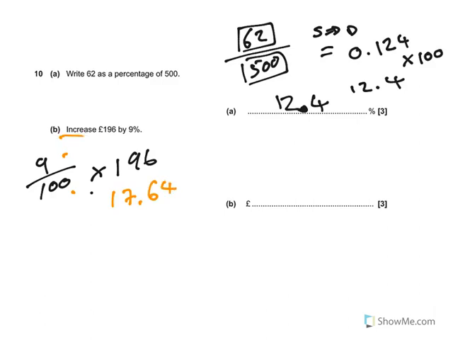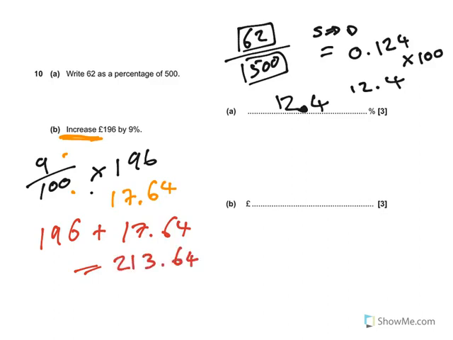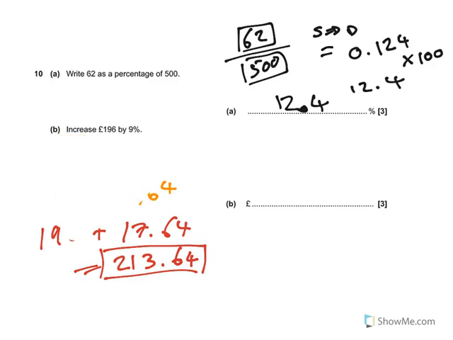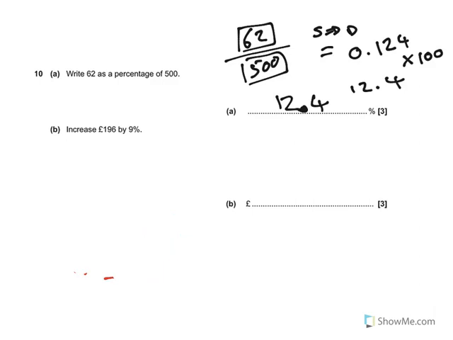17.64. Now remember, it's an increase question, so in actual fact, we have 196 plus 17.64, and we end up with 213.64. That is just one way to answer it. Another way to answer it would be, some people like to do non-calculator method. I don't recommend it because it's a calculator paper, but if we're going to do that, let's practice it.